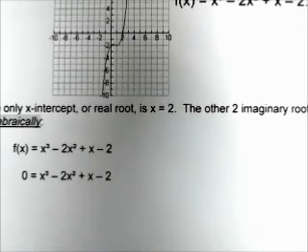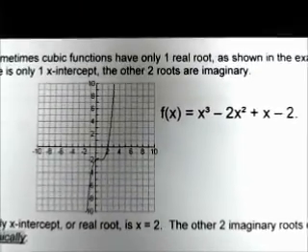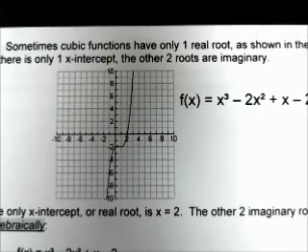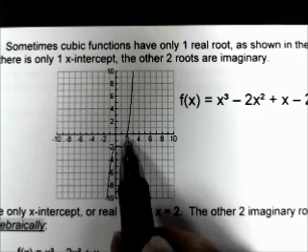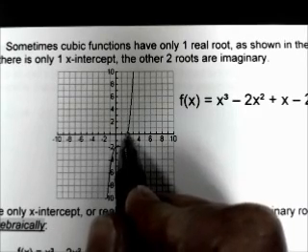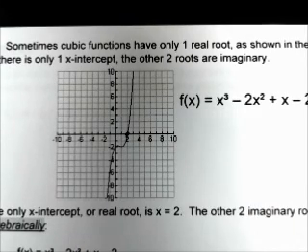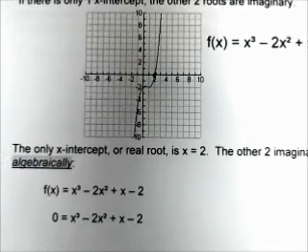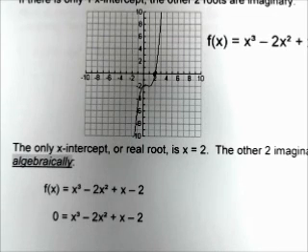Sometimes cubic functions have only one real root, as shown in the example below. As we can see, it intersects the x-axis at just one point. There is only one x-intercept; the other 2 roots are imaginary. The only x-intercept or real root is x equals 2. The other 2 imaginary roots can only be found algebraically, so we wouldn't be able to find these roots graphically.